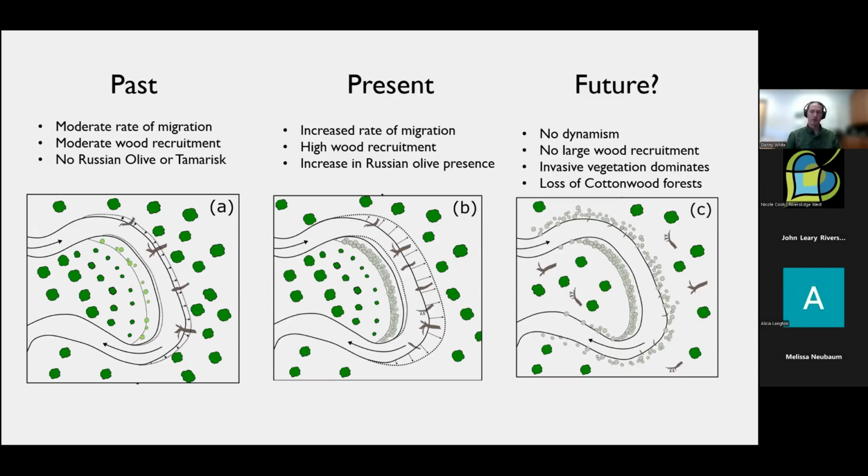And looking to the future, if current trends continue, we may see dynamism decline as invasive vegetation locks the channel in place and occupies both the inner and the outer bank, reducing wood recruitment and crowding out cottonwood regeneration. That would mean a more homogeneous, less resilient riverscape dominated by invasive trees. This trajectory isn't inevitable, but it underscores the importance of understanding how hydrology, geomorphology, and biology interact so that restoration and management can influence which path the river takes next.